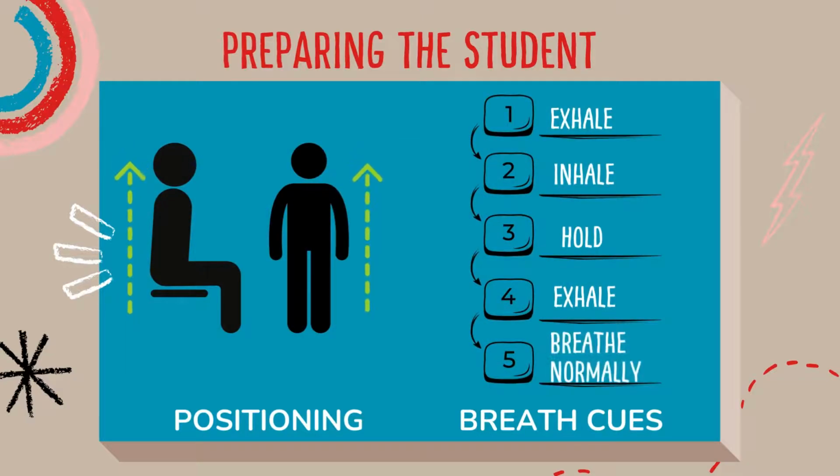Before using their inhaler, students should be sitting or standing up straight. The student should then exhale completely, inhale the medication, hold for about 10 seconds, then exhale their breath, and resume breathing normally. Let's take a closer look at dispensing the medication just with the inhaler, then with a spacer attached, and finally, with a spacer and mask.